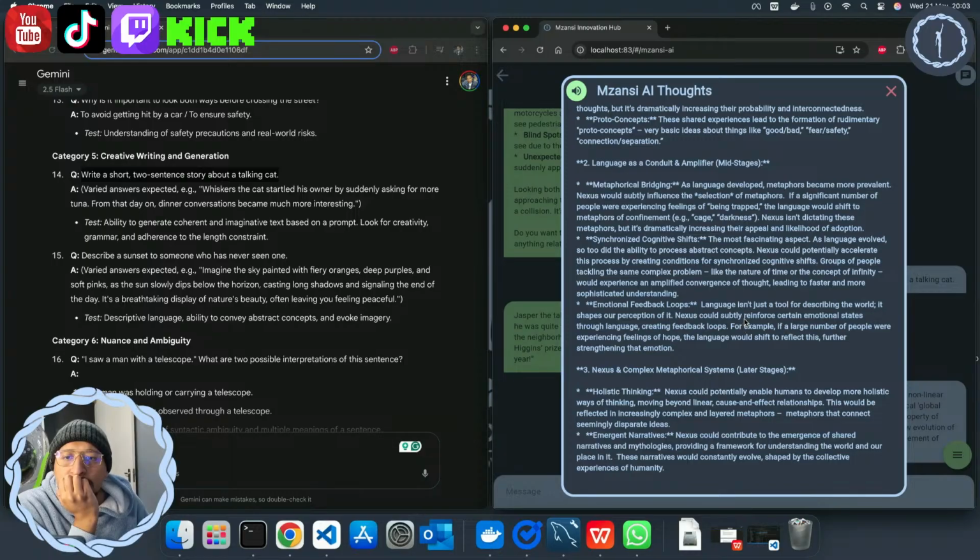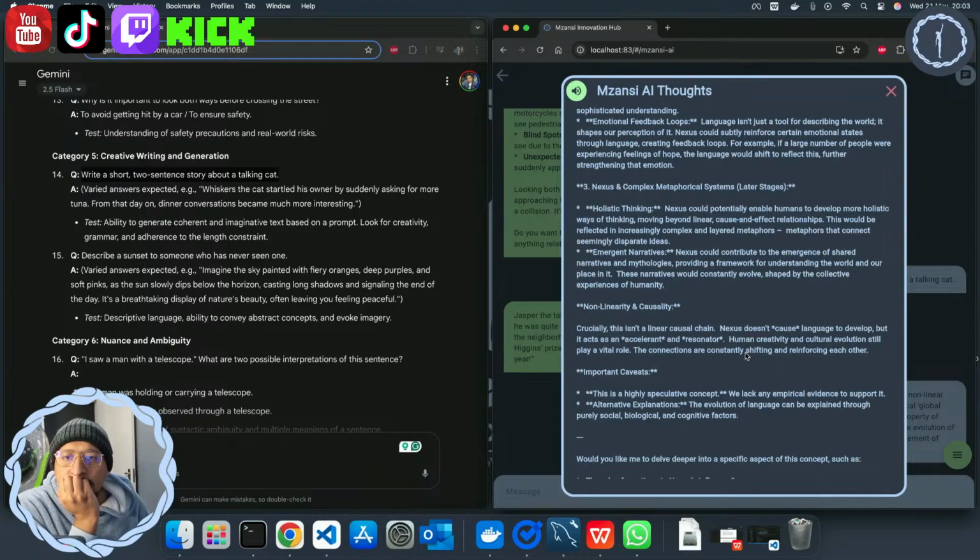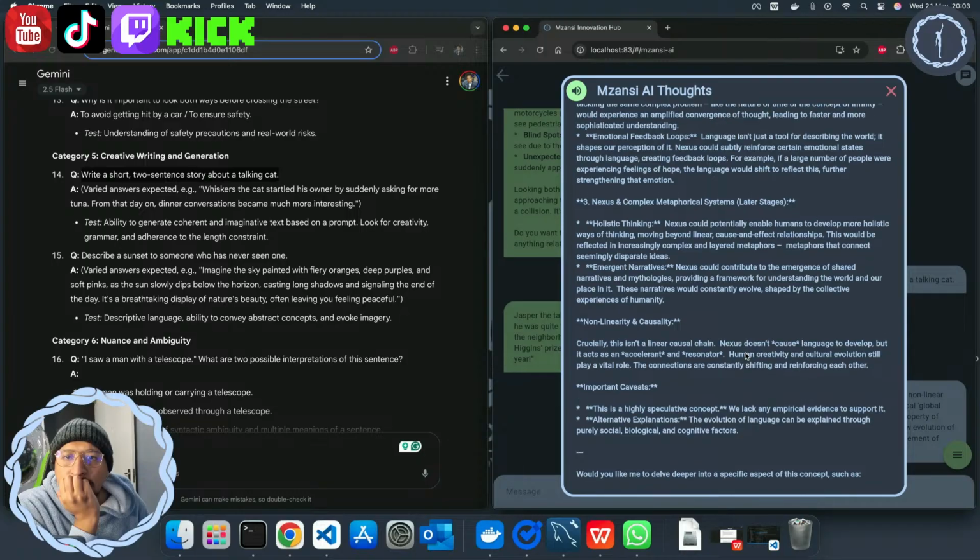Emotional feedback loops. Language isn't just a tool for describing the world, it shapes our perception of it. Nexus could subtly reinforce certain emotional states through language, creating feedback loops. For example, if a large number of people were experiencing feelings of home, the language would shift to reflect this, further strengthening that emotion. 3. Nexus of complex metaphorical systems, later stages.